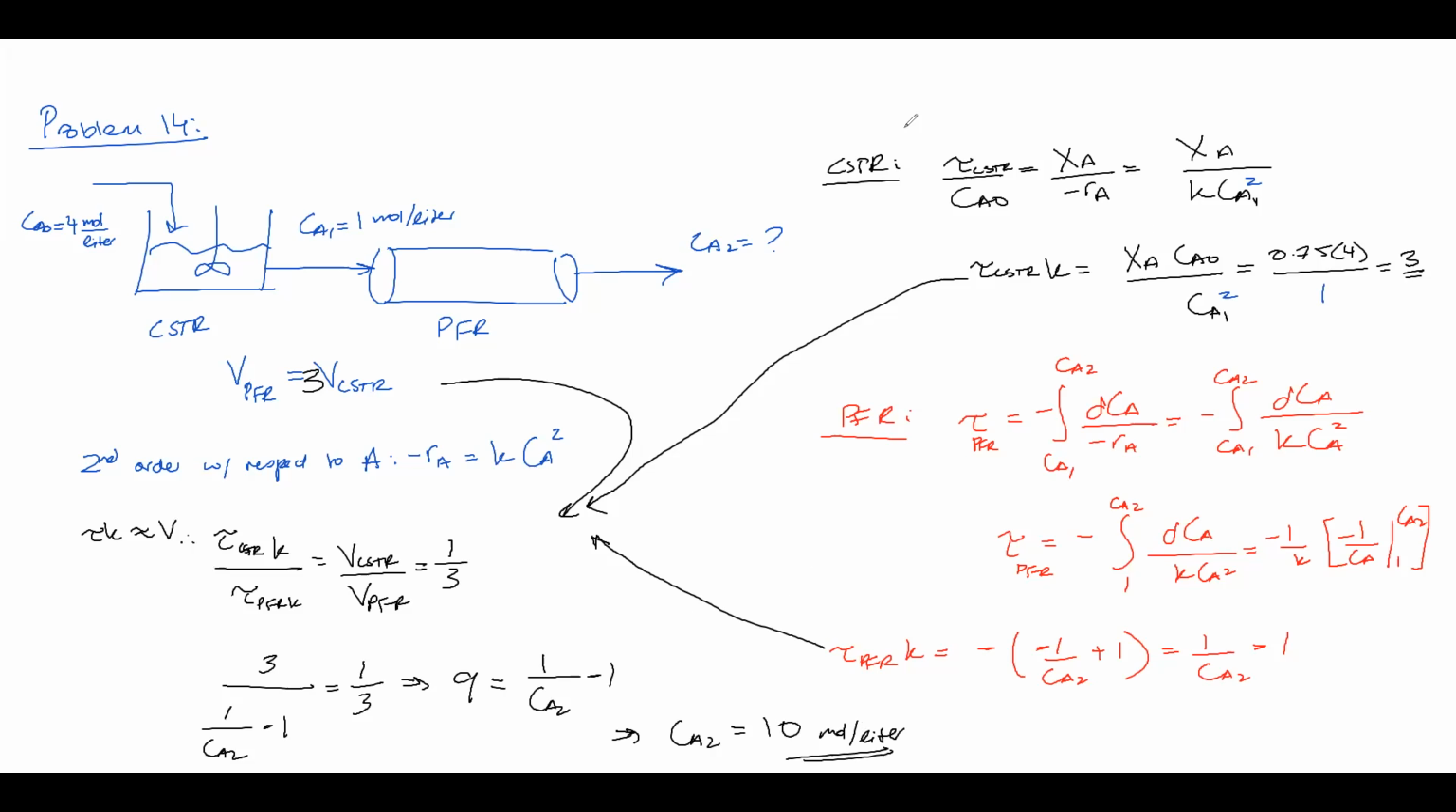Again, when given a relationship between volumes, most of the time, I want you to use the tau K expressions from the performance equations and relate them to the ratio of the volumes to solve this problem. And this type of thing will very likely show up on your test. Okay, let's move on to the next problem, problem number 15.